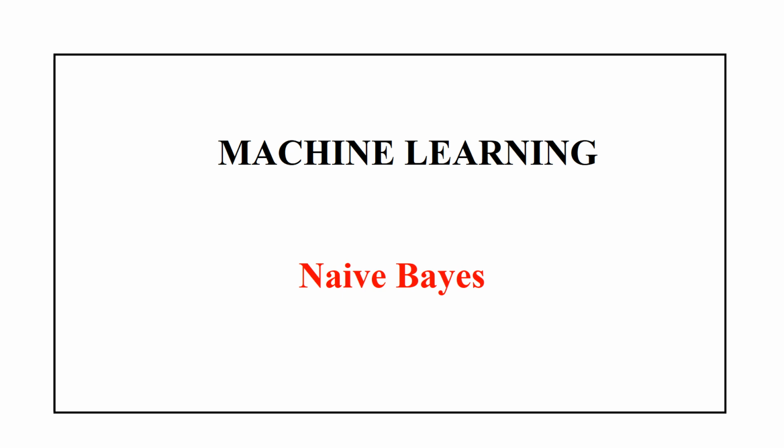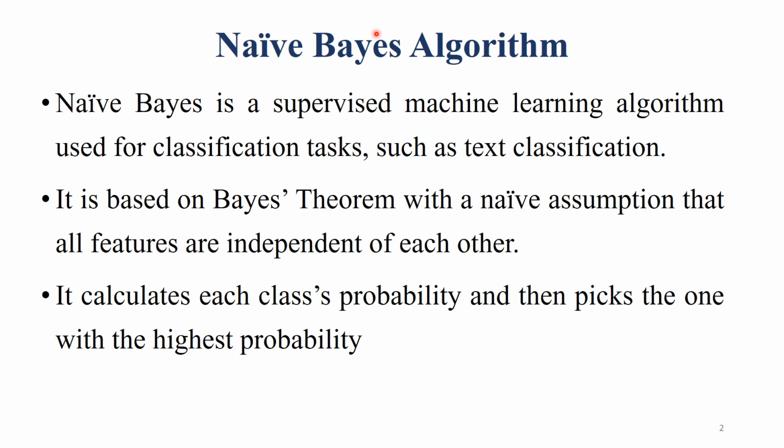Hello everyone. In this video, we are going to discuss the topic naive Bayes. The naive Bayes algorithm is a supervised machine learning algorithm. We use it for classification tasks such as text classification. It is based on the Bayes theorem with the naive assumption that all features are independent of each other. It calculates each class probability and picks the one with the highest probability.